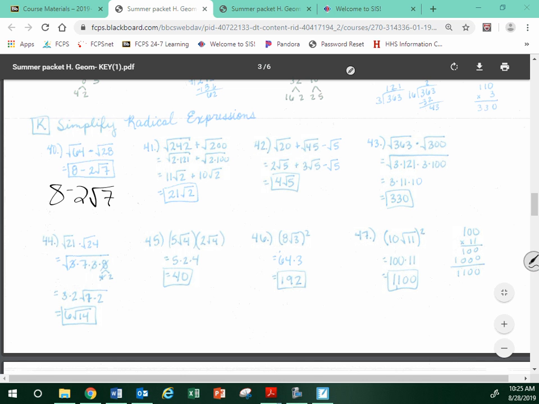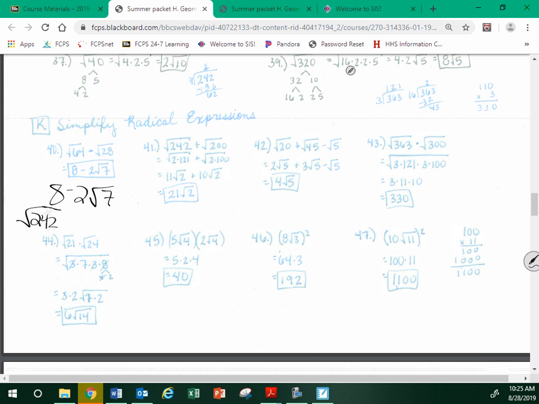Now, 41, it was root 242 plus root 200. Again, you have to simplify before you can add it together. This does not equal root 442. You have to first simplify it, and if they have the same radical, as they do here, when they simplified, it was actually 11 root 2, 10 root 2. Notice they have the same radical, so yes, we can combine together. It's like saying 11x and 10x, same idea. They have to have like radicals.